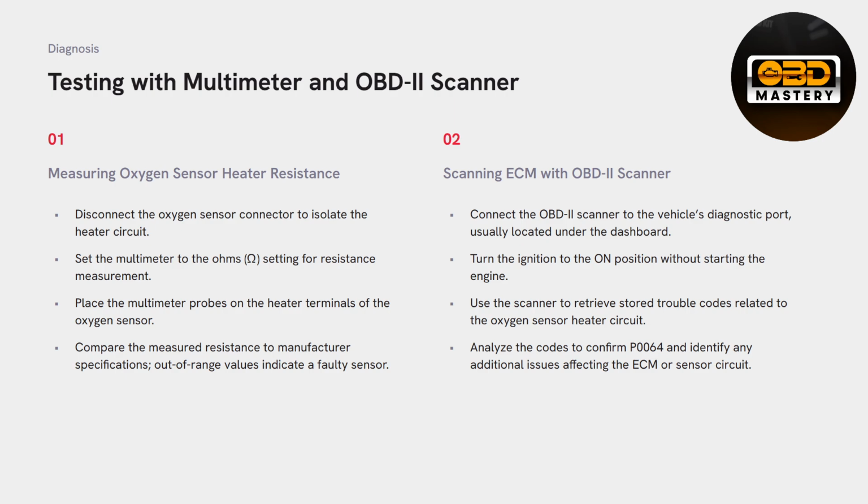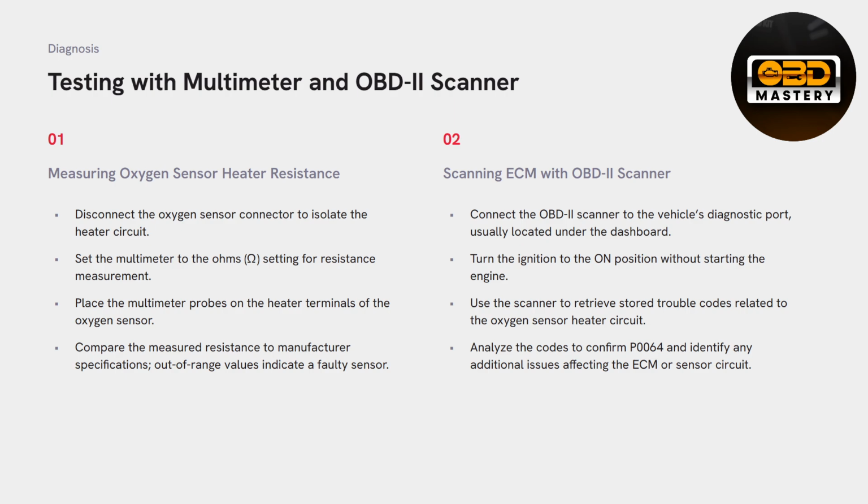Now, testing with the multimeter or OBD2 scanner. For a multimeter, you're going to want to disconnect the oxygen sensor and connector to isolate the heater circuit. Set the multimeter to the ohms setting, not amps, not voltage. Only the ohms setting for resistance measurement. Now, place the multimeter probes on the heater terminals of the oxygen sensor and compare the measured resistance to manufacturer specifications. Out of range values indicate a faulty sensor.